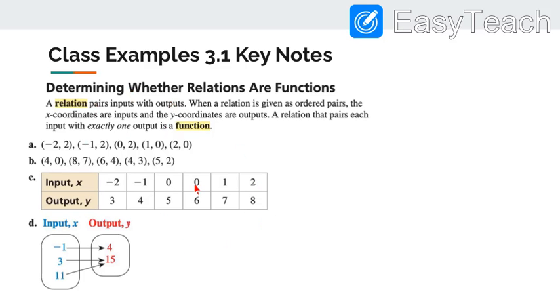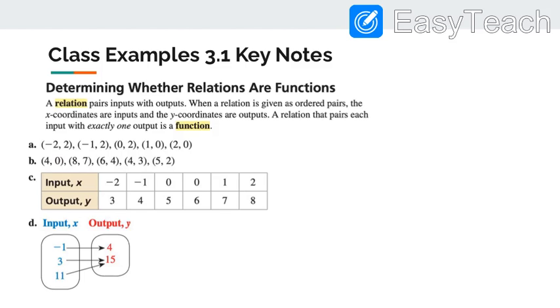Alright, keynotes here, and this page is going to get drawn up on, so you'll probably want to draw out some of this stuff first. The most important stuff here is the stuff in this text, so you want to write out all of this as well. So a relation pairs inputs with outputs. When a relation is given as ordered pairs, the x coordinates are inputs, the y coordinates are outputs. A relation that pairs each input with exactly one output is a function.